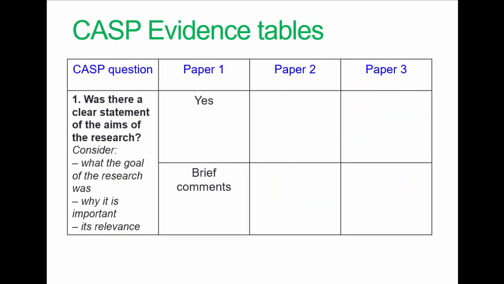When you review the papers using CASP, you need to produce an evidence table summarising the results. Again, brief comments are a good idea, in fact essential, and will help you with the higher level analysis you will do when you have all the information. You can of course sum the yeses and nos for the papers, and there is no reason not to do this, but you will also need a more thoughtful analysis.